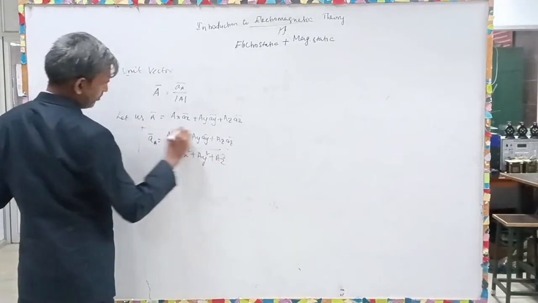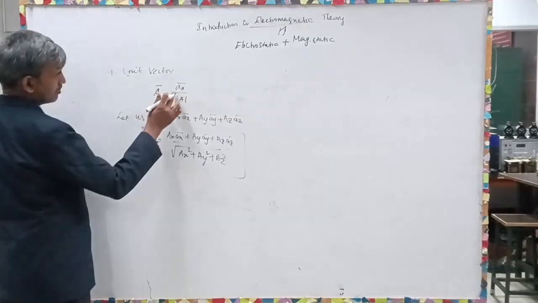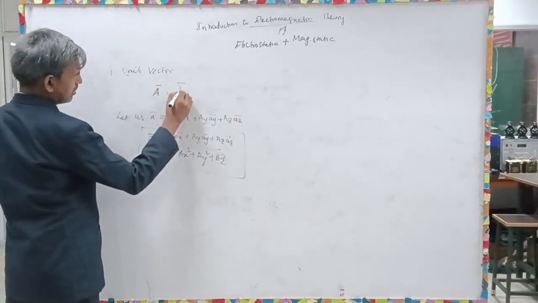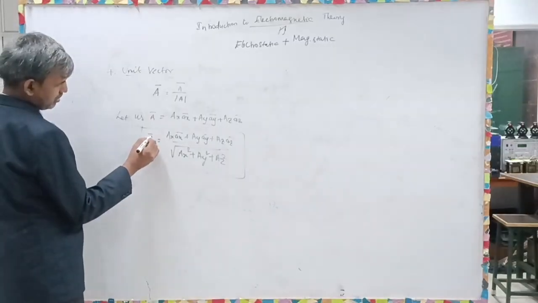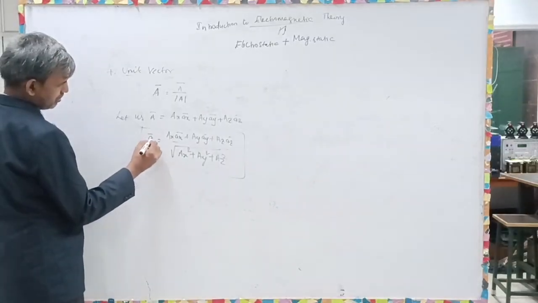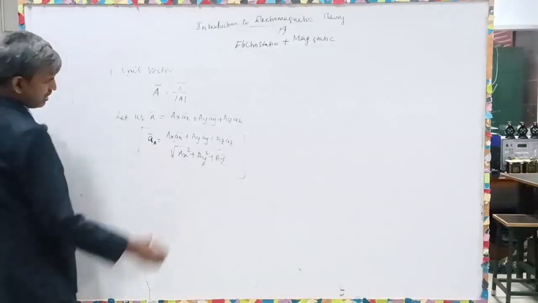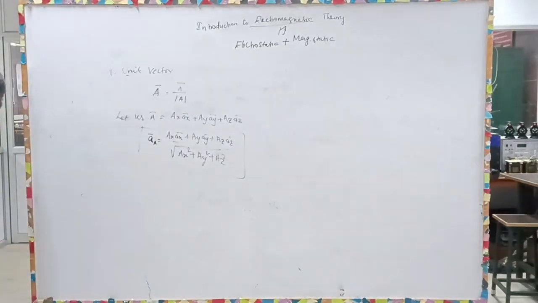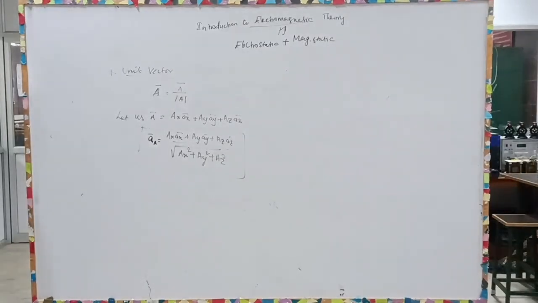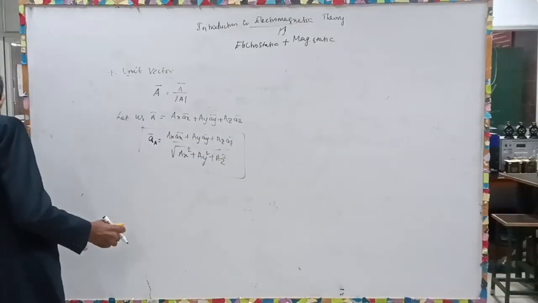This is the A vector divided by modulus of A. The unit vector will be represented by small a. This is the unit vector. So from this basic we are concluding.